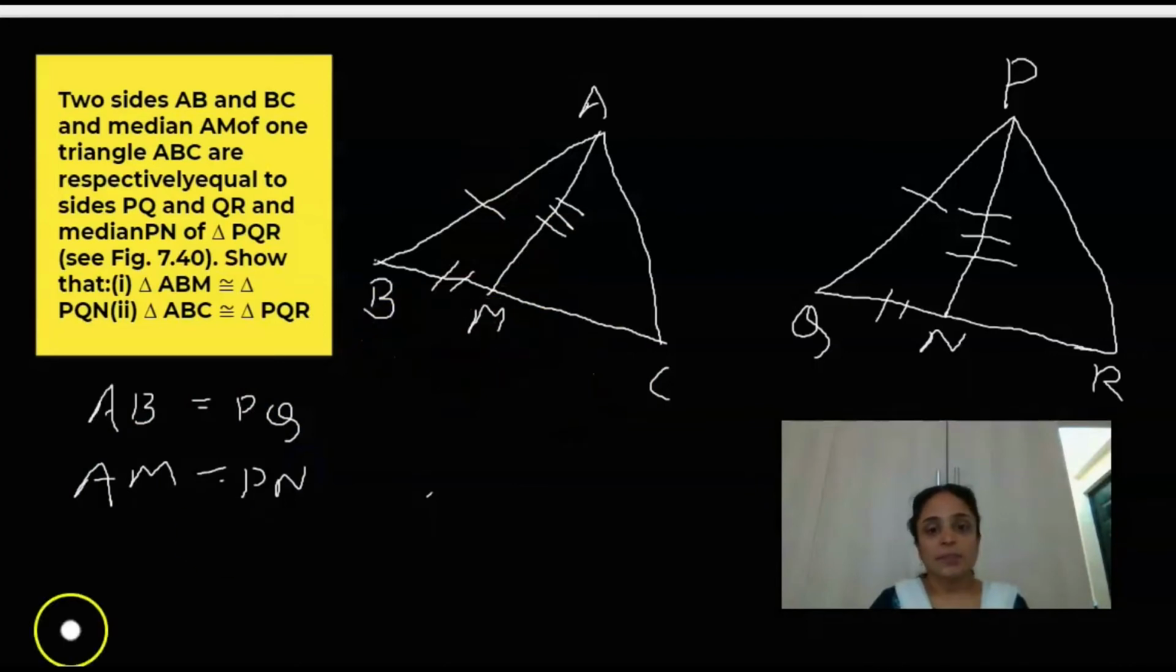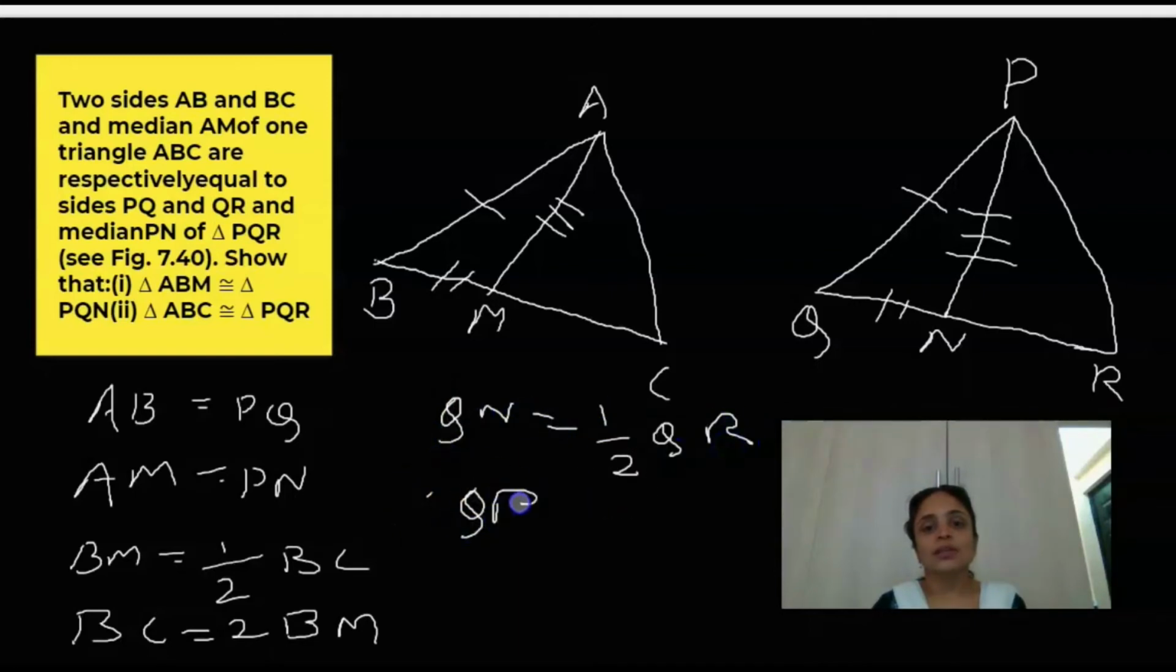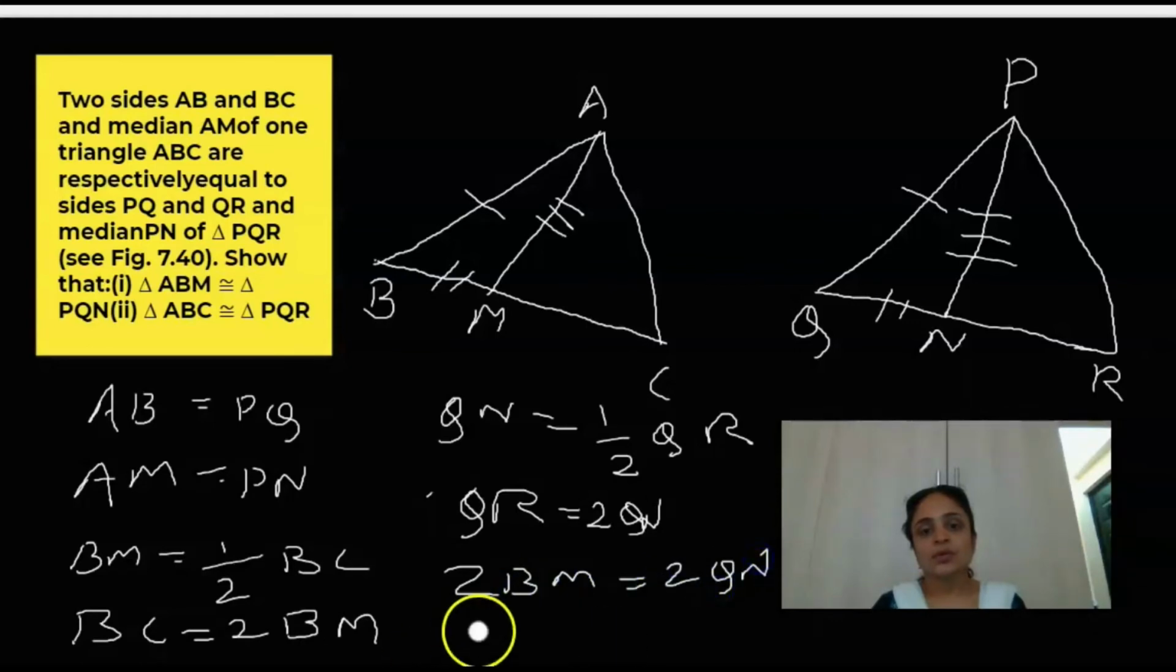Now since AM is the median, BM is equal to half of BC. So BC is equal to 2BM. And since PN is the median, QN is equal to half of QR. So QR is equal to 2QN. But QR and BC are equal. So 2BM is equal to 2QN, which means BM is equal to QN, right? BM is equal to QN.